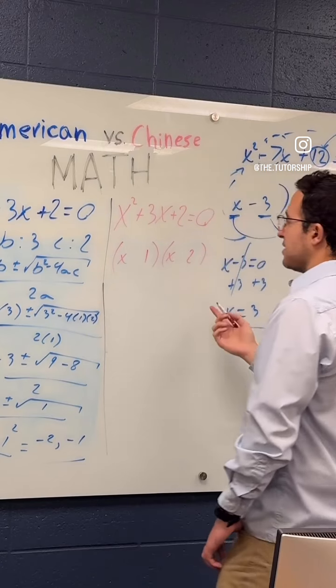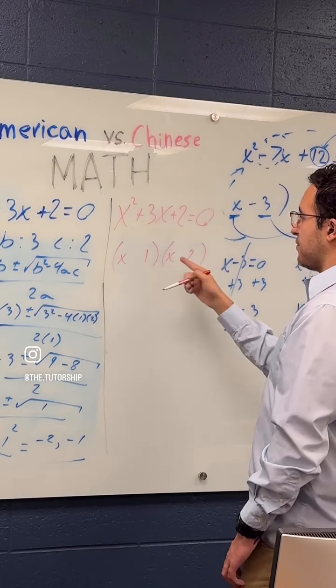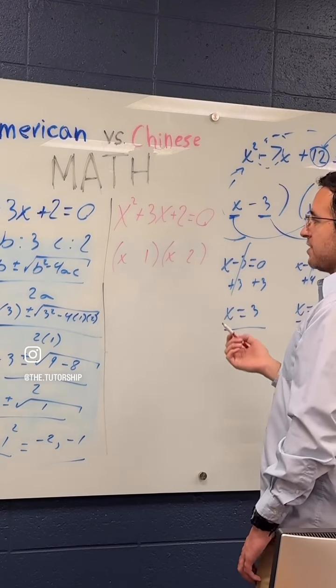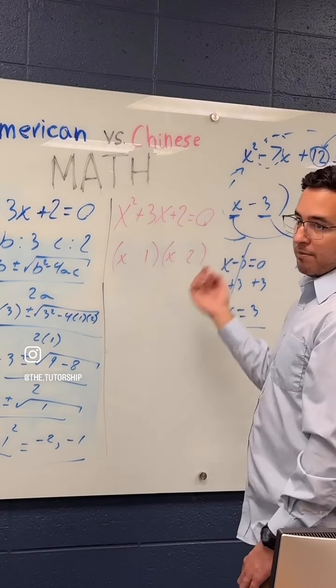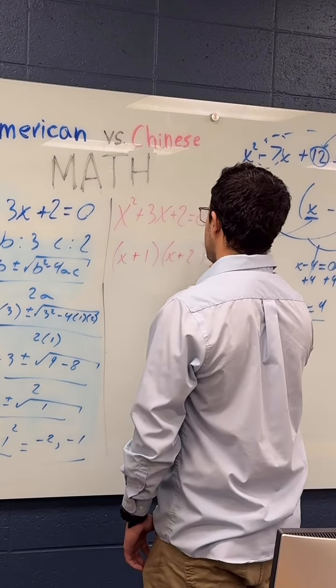The only thing missing now are the signs. So we have to get a positive number. That means that we have to multiply numbers of the same sign, and when we add them we want to get a positive, so that means they both have to be positive. So I'm going to put a plus 1 here and a plus 2 here.